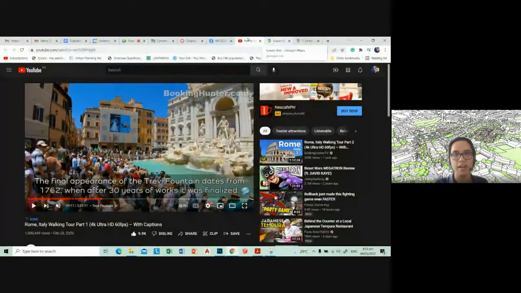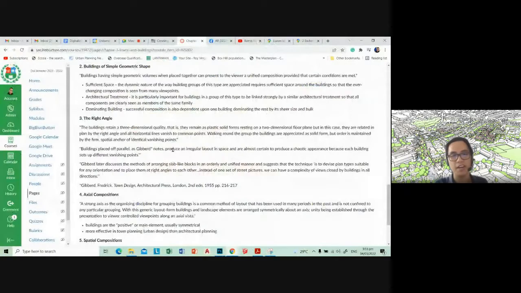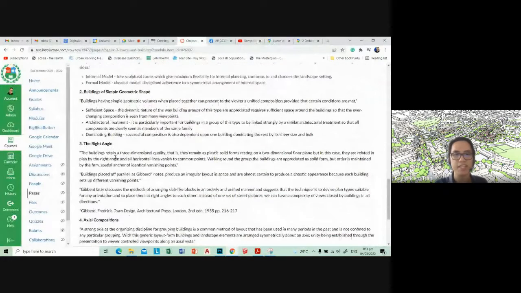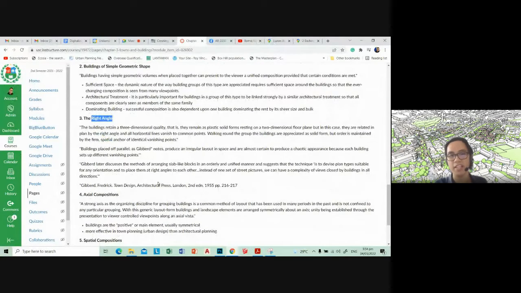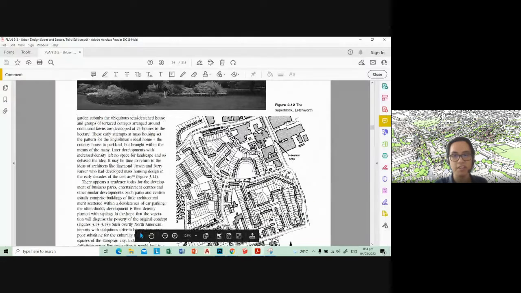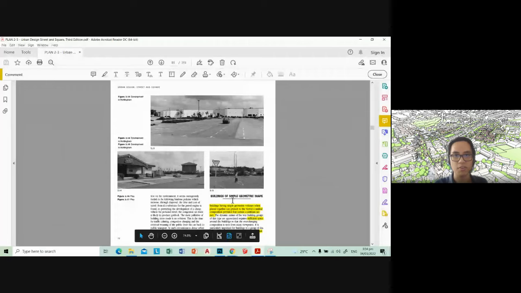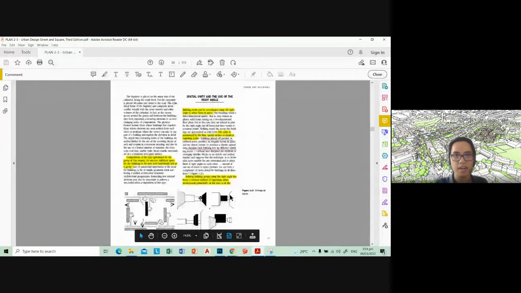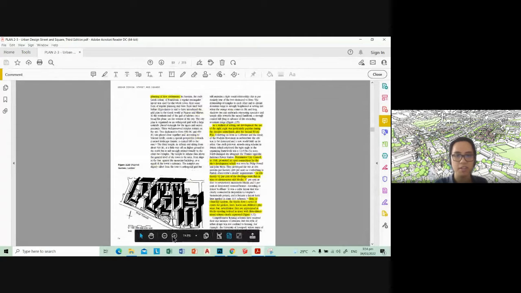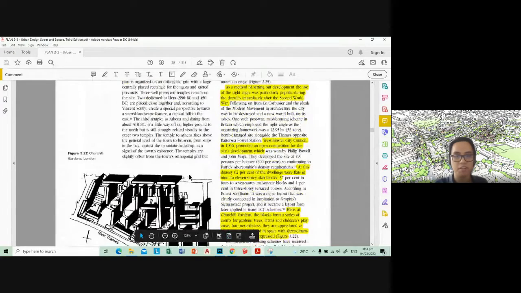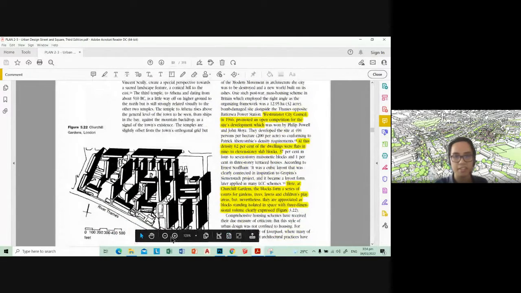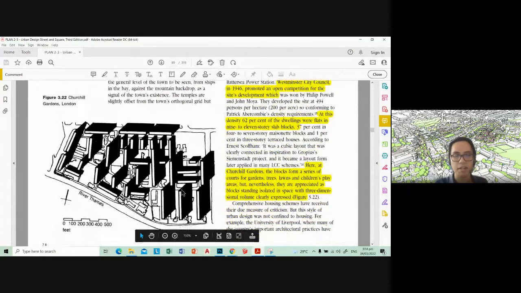So Moughtin sort of gets a bit poetic. He's saying here right angle. He basically means the buildings should be arranged parallel or perpendicularly. So if you go to the book over here, which I encourage you to read in your own spare time, let's see here, right angles. The right angle principle or the perpendicular principle looks a bit like this. So this is a residential project in London. Churchill Gardens. Let's look at that very quickly.